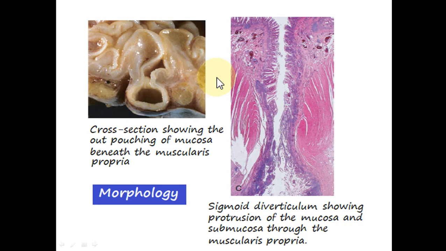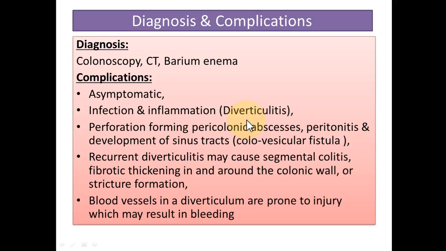Here in this picture, there is a cross section showing the outpouching of the mucosa and submucosa beneath the muscularis mucosa. Histologically, this microscopic picture shows protrusion of the mucosa and submucosa through the muscularis mucosa.